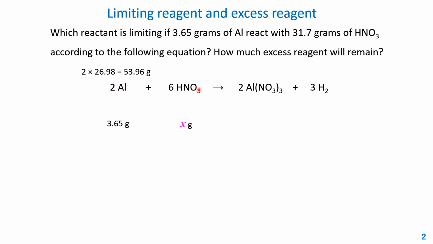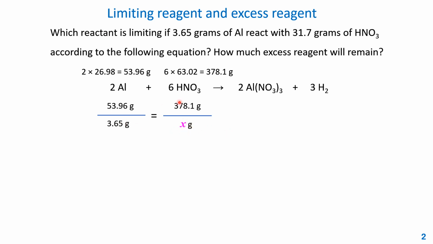And for this 6 nitric acid, 6 times 63.02, this 63.02 is the molar mass of 1 nitric acid. And then that is 6 times the molar mass of nitric acid. We get 378.1 grams. Then write these 2 numbers, the mass, over these 2 numbers. So 378.1 here. Then that's in proportion, and then solve for X.